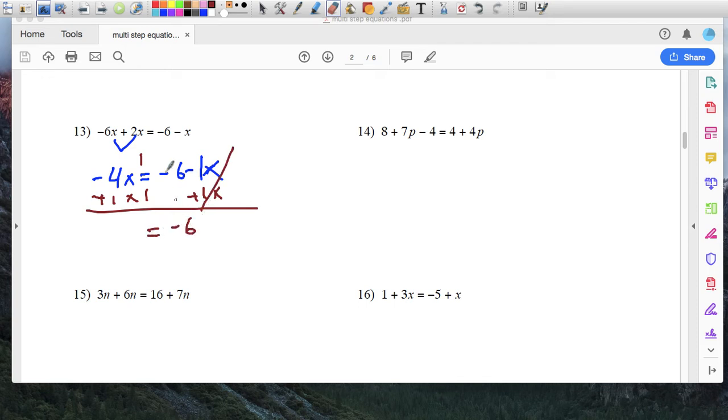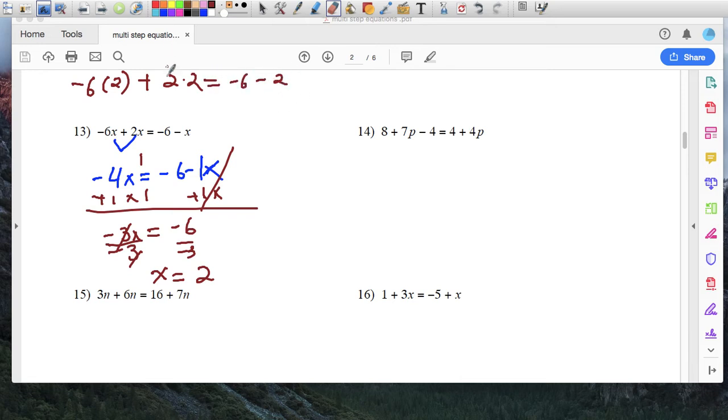Negative 6 is left over on this side, and negative 4 plus 1x is negative 3x. Now I can divide both sides by negative 3. These two negatives become positives, and likewise here, 6 divided by 3 just gives me a positive 2. So substitute, I get negative 6 times 2, right? I'm replacing the 2, plus 2 times 2 equals negative 6 minus 2.